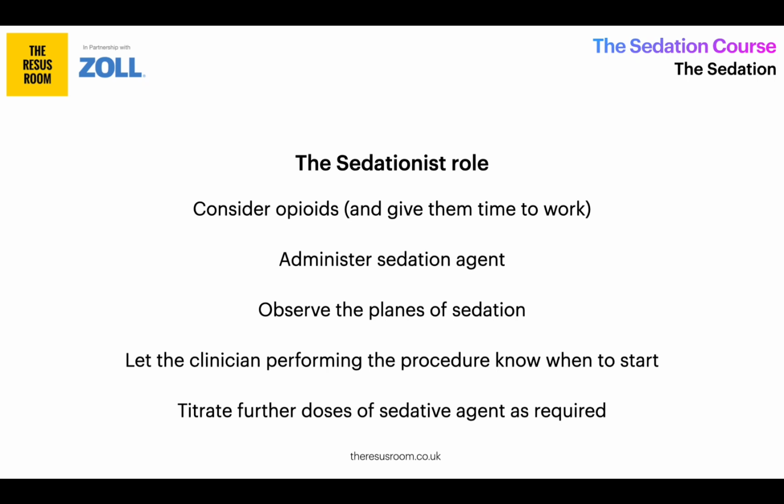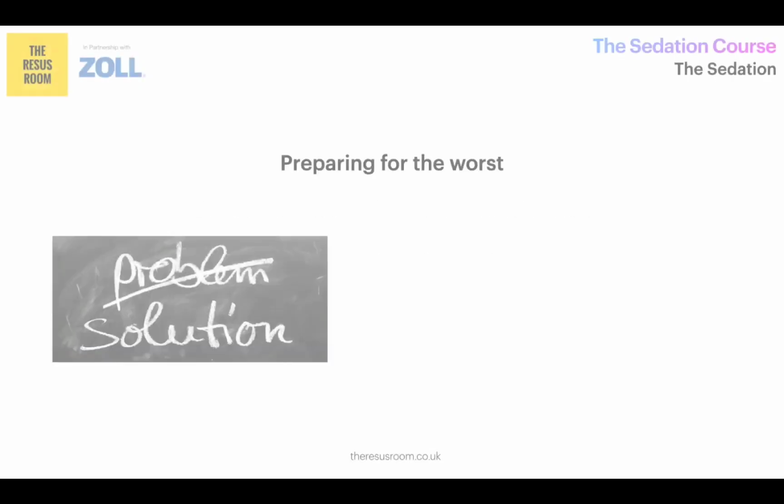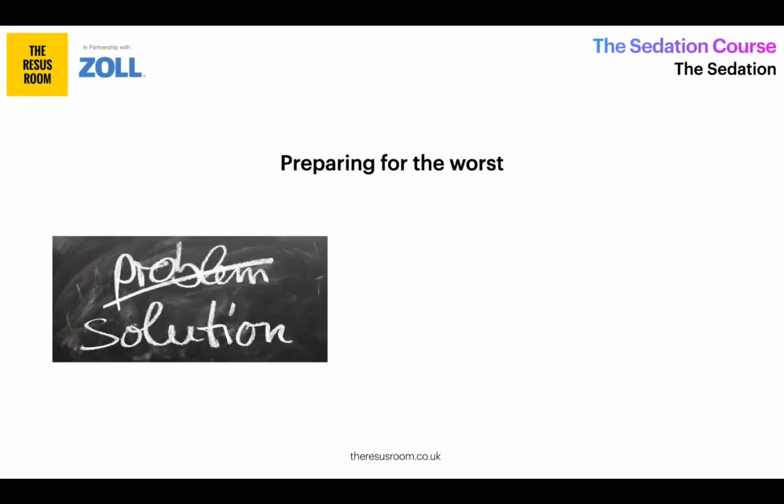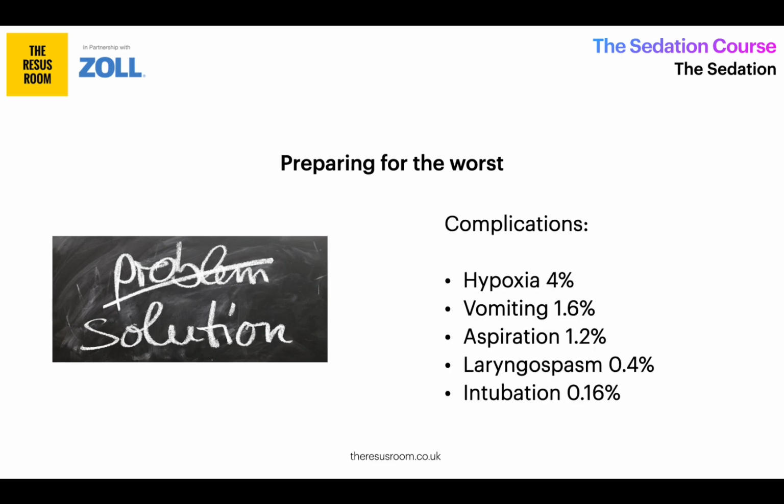Okay, that's a nice run through, Simon, there. Thank you very much. But I guess we also need to be planning for the worst, though, don't we? And James mentioned this earlier. So just thinking back to that paper by Bellolio and thinking about the most common complications that you're likely to find. Well, the most common one was hypoxia in about 4% of cases, then vomiting, aspiration, laryngospasm, and ultimately intubation in some cases, but that was really low at 0.1%. So these are the most common things that you need to be ready for.